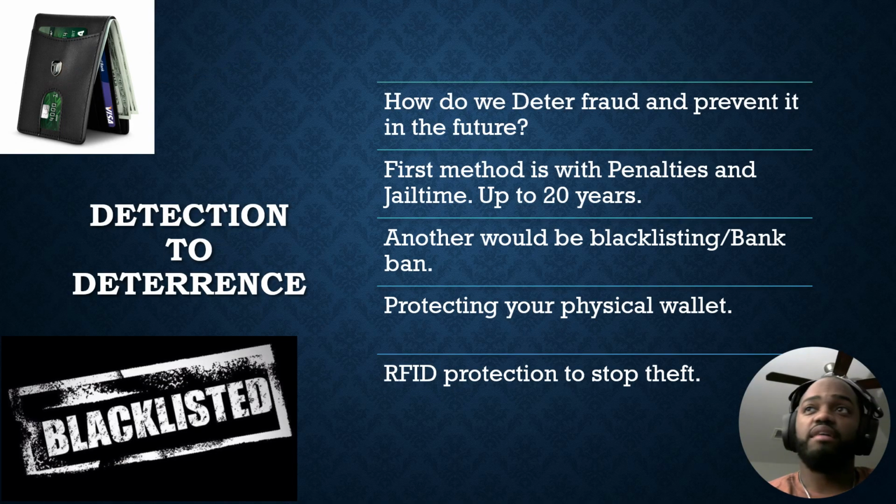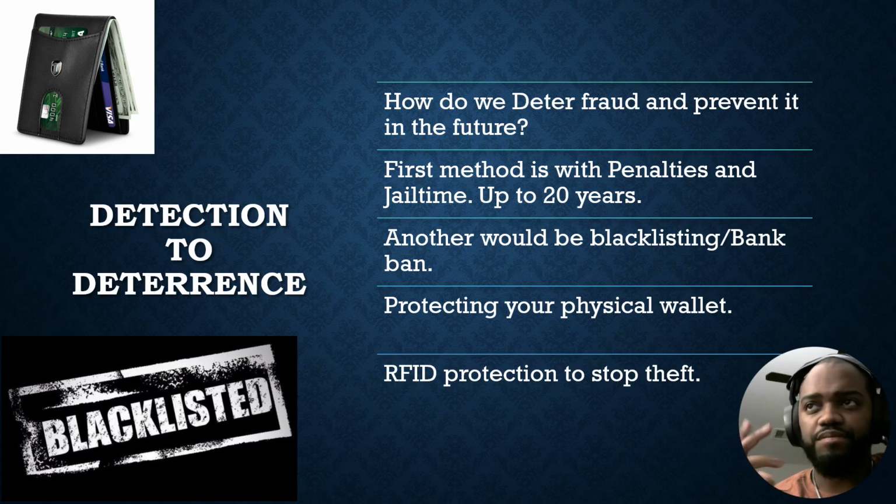So lastly, of course, we have detection to deterrence. How do we deter fraud and prevent it from happening in the future? The main methods are going to be your penalties and jail time. Jail time can be anywhere up to 20 years, depending on your charge. I think the actual number is once you hit over, I want to say, $2,000 or $3,000, that's when you actually start getting jail time. Anything before that, you may most likely get blacklisted or banned.